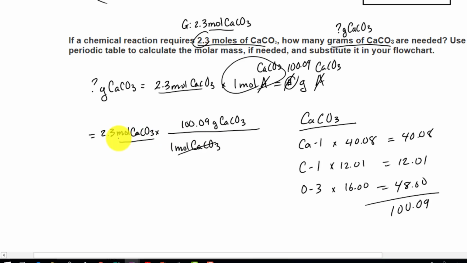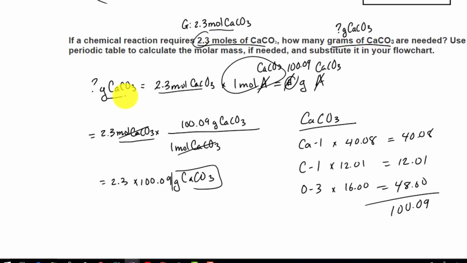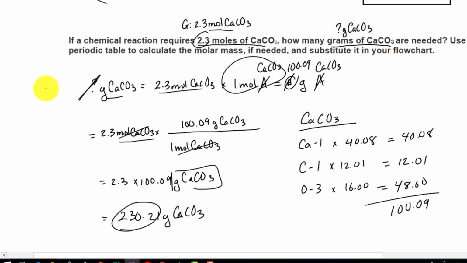And this cancels each other out, and notice what we get. We get 2.3 times 100.09 grams of calcium carbonate, which is exactly what we're looking for, isn't it? And the rest you have to do is just plug in the calculator. And what we have here is 230.21 grams of calcium carbonate. And that number goes right there, 230.21 grams. And that's how we use the flowchart with molar mass, using the periodic table.